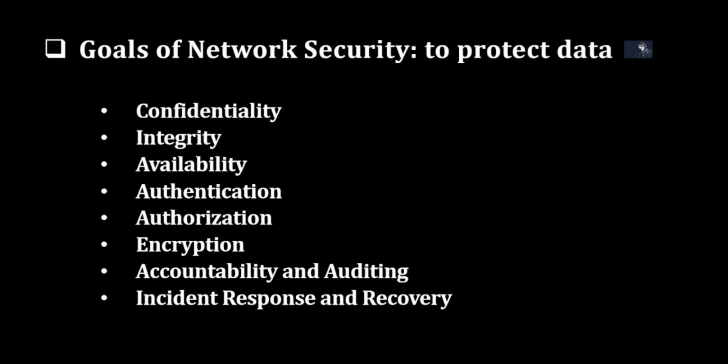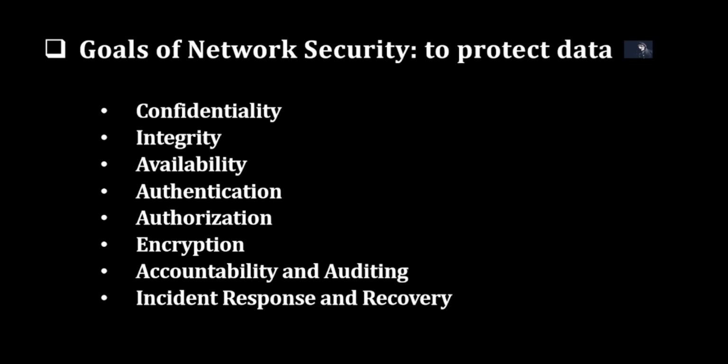And then we have authentication. Authentication is like checking ID cards, verifying the identity of people or devices trying to connect to the network. Okay, and then next we have authorization. Authorization is like permission slips, controlling who can access what on the network based on their permission.